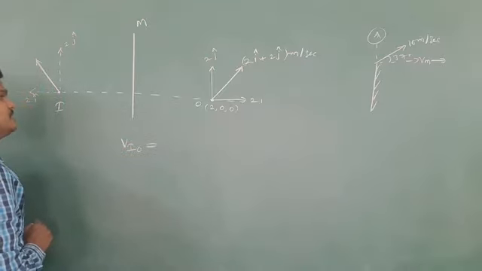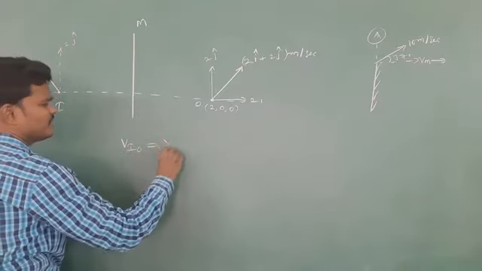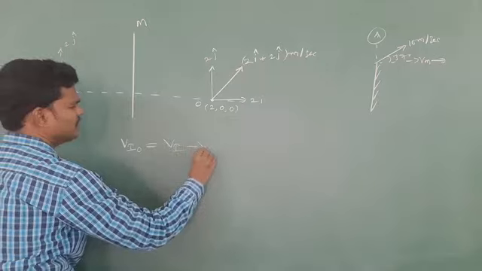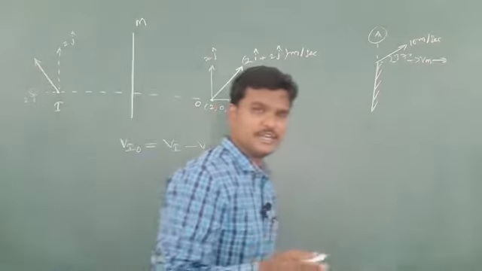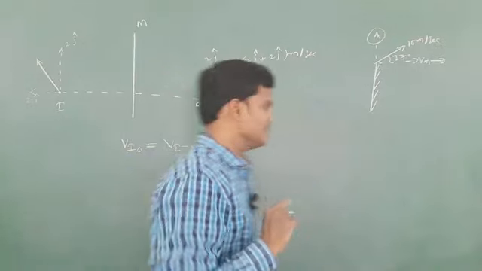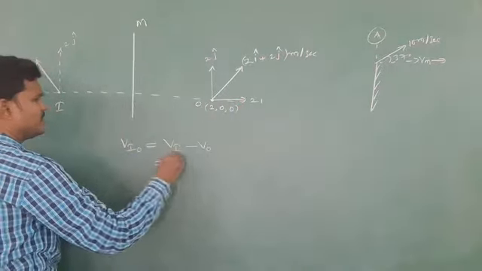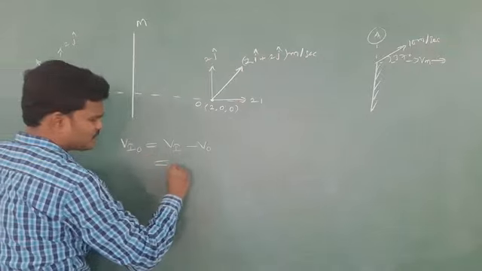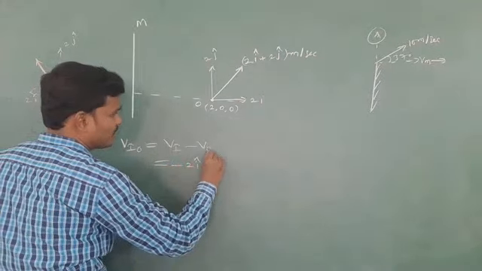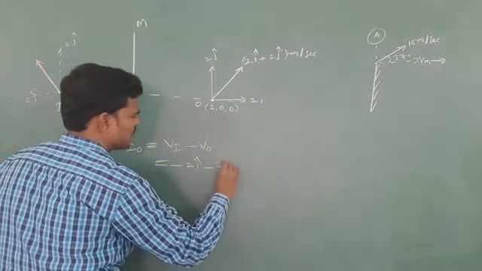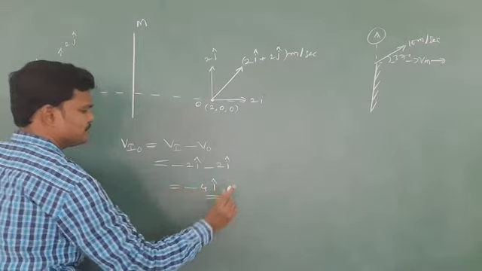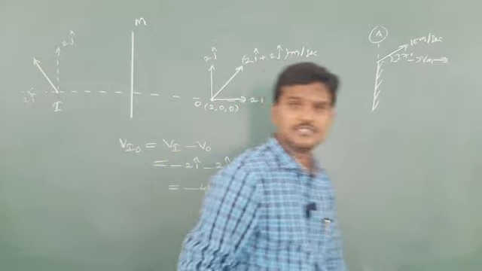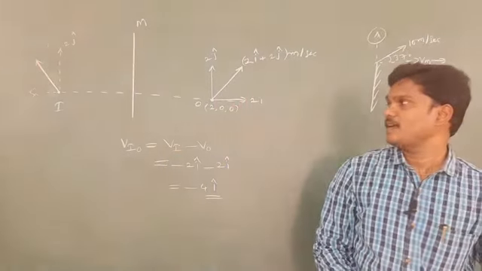Now they are asking for the velocity, meaning speed, of the image with respect to the object. So speed of image with respect to object we can write as Vi minus Vo. The speed of image is 2 i cap to the left, so minus 2 i cap minus Vo, which is 2 i cap. Now the answer is 4 i cap. So the required answer for this question is 4 i cap.